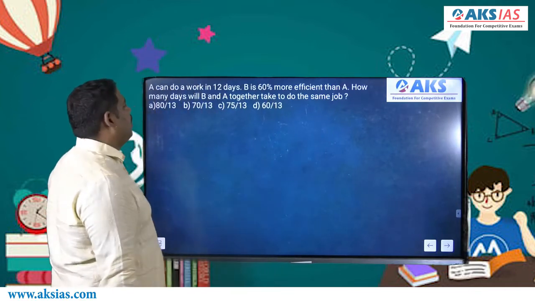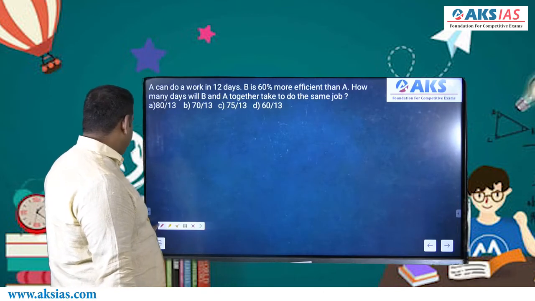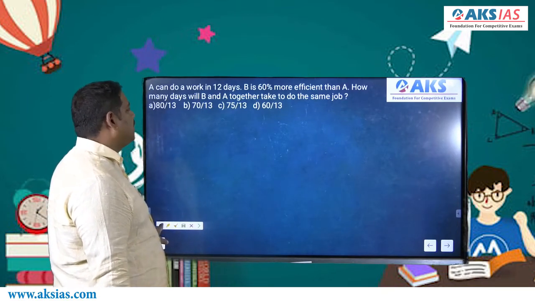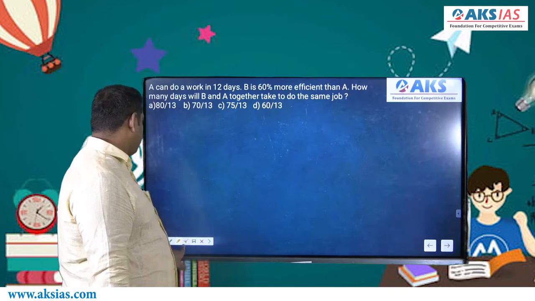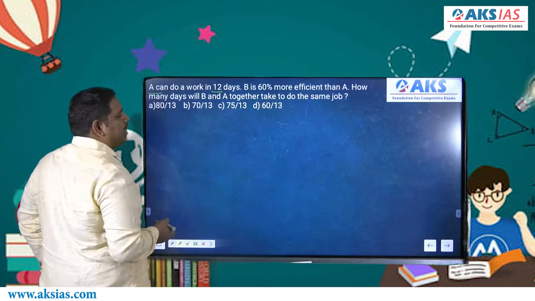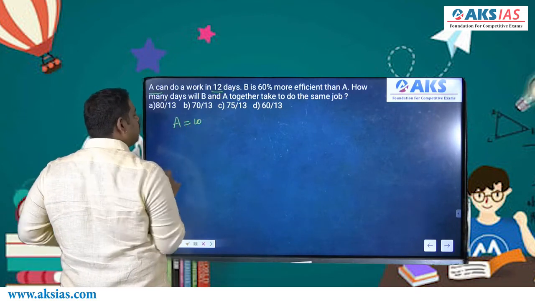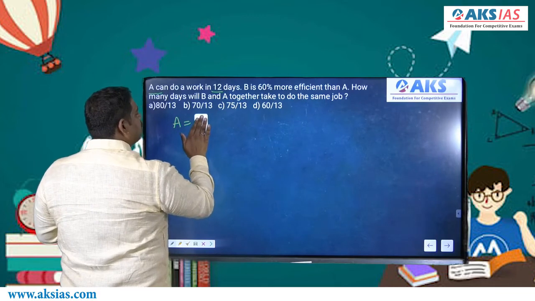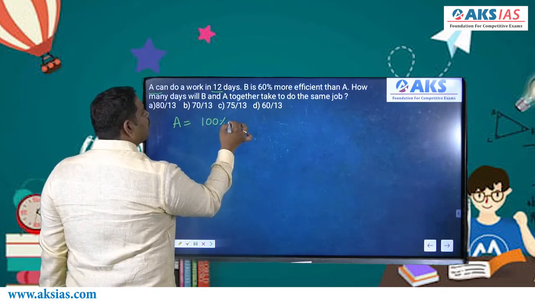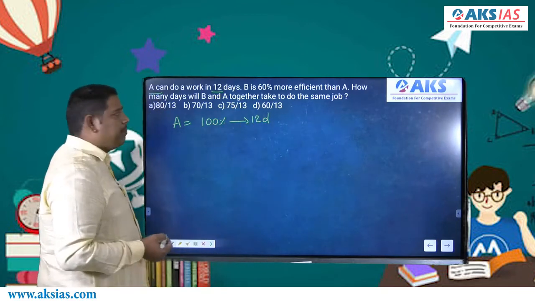A can do a work in 12 days. B is 60% more efficient than A. How many days will B and A together take to do the same job? What he is asking is A can do a piece of work in how many days? 12 days. I am assuming A's efficiency is 100%. With this 100% efficiency, he can do a job in how many days? 12 days. Now let's come to B.